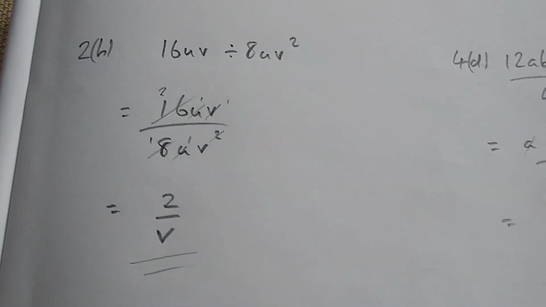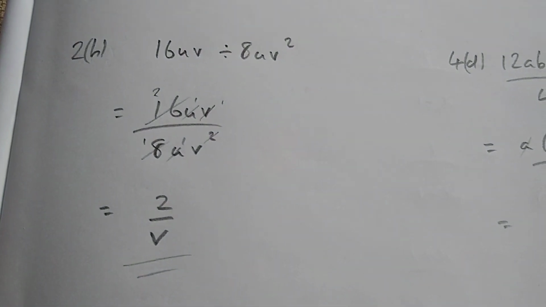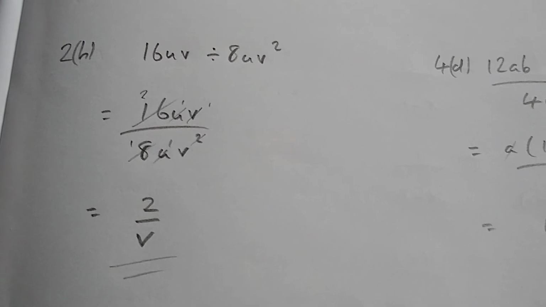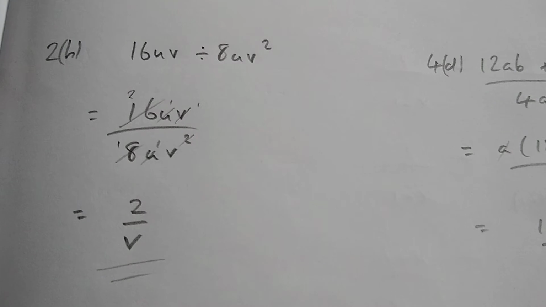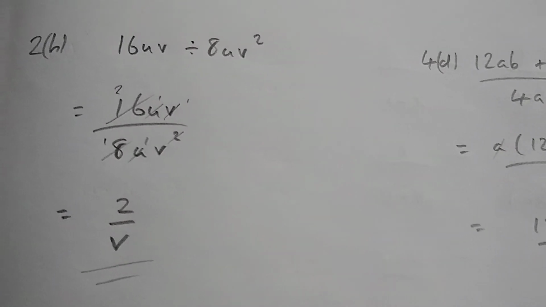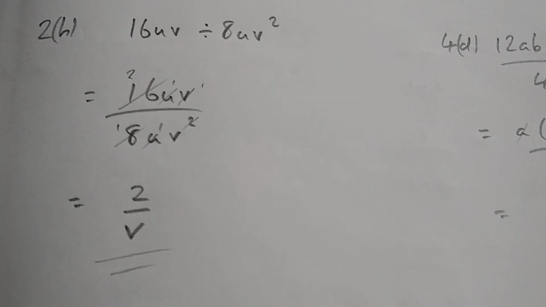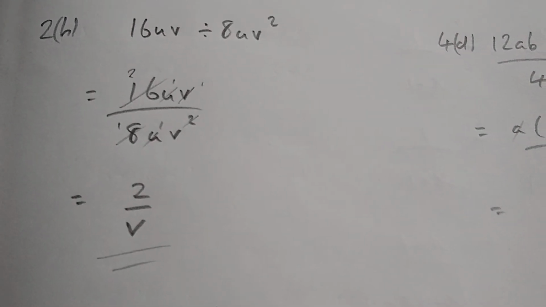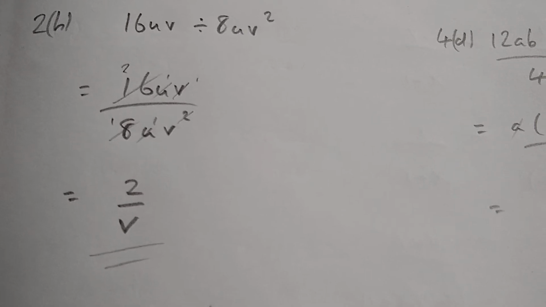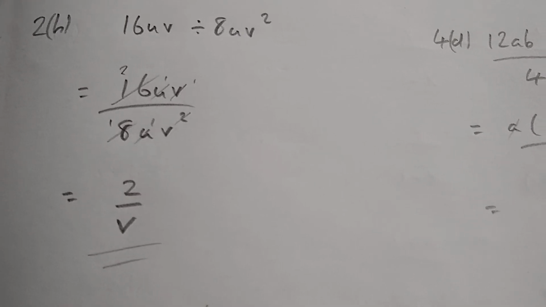So what I would always suggest when dividing algebraic fractions is to write it as a fraction rather than just doing a division, which leads to trouble. So if we write 16uv over 8uv squared, then we can simplify. So 16 divided by 8 is 2. So that 2 is part of the numerator. u divided by u is just 1.